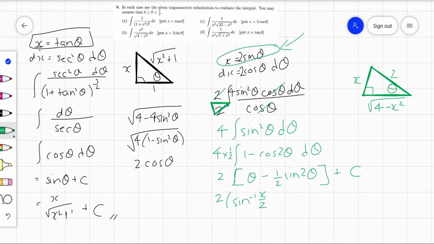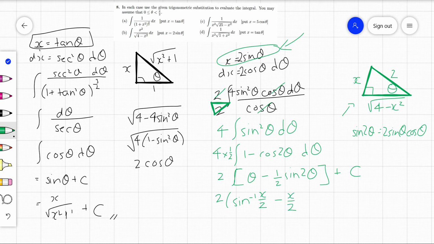If I put it in terms of x, minus a half sine 2 theta. Now, sine 2 theta we know is 2 sine theta cos theta. So that half and that 2 are going to cancel. So I just need sine theta times cos theta. Looking at my triangle, sine theta, opposite over hypotenuse, is x on 2.